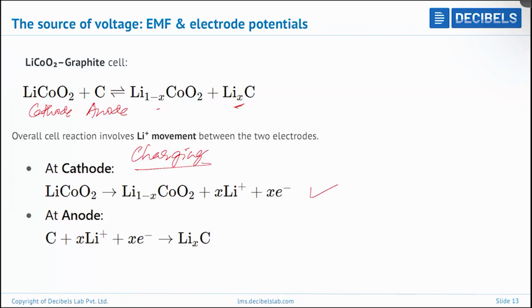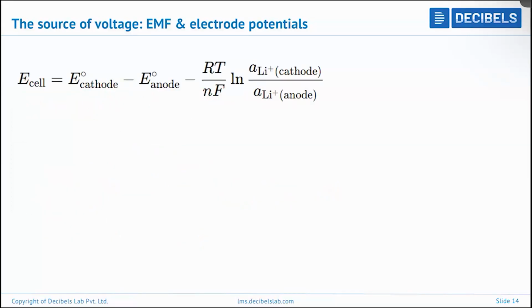During charging, we remove lithium and electrons from the cathode, lithium cobalt oxide. At the anode, we push them to the graphite. So this is what I have explained. If you write the Nernst equation for this, this is the LiCoO2 and graphite cell.